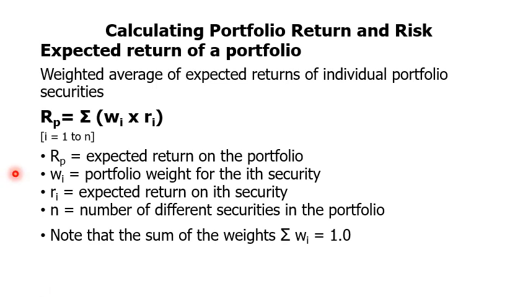The formula is: the expected return on a portfolio, RP, is the summation of Wi into Ri. Basically, Wi is the weight of the ith security in the portfolio and Ri is the expected return on the ith security. N is the number of different securities in the portfolio. Note that the sum of the weights, sigma Wi, is equal to 1.